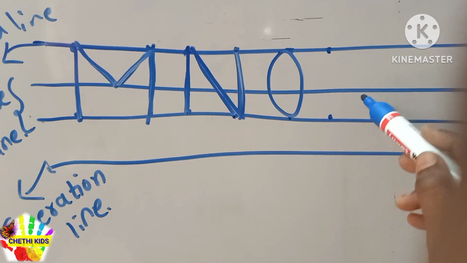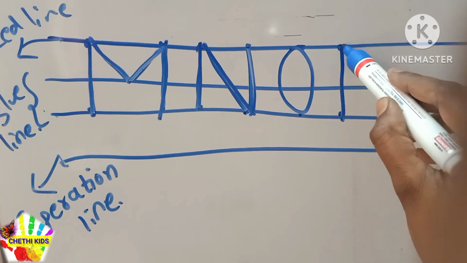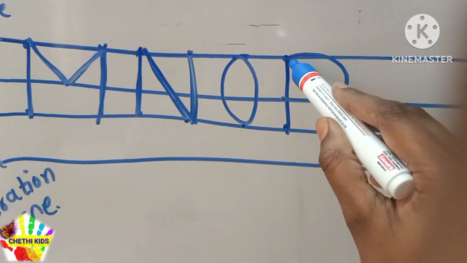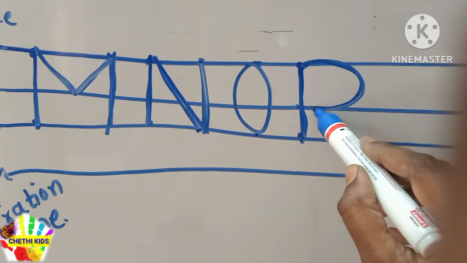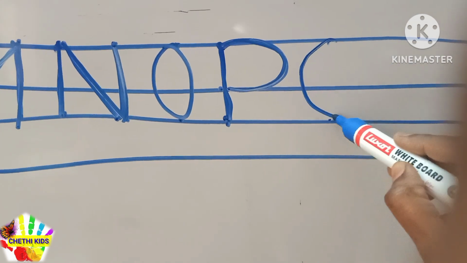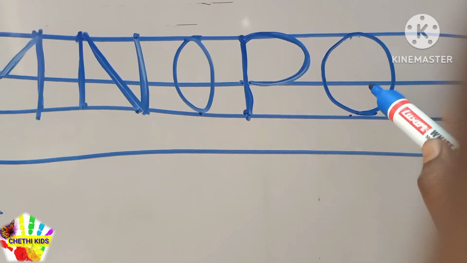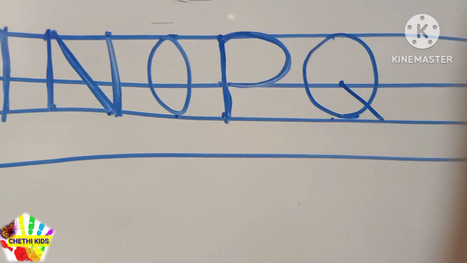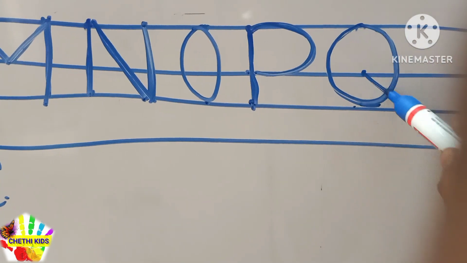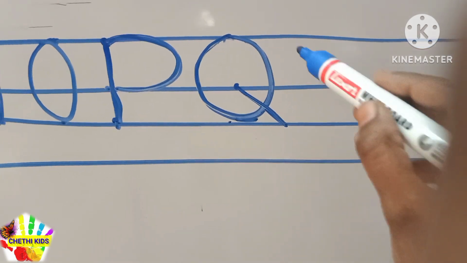Next P. Red line to blue line, standing line and red line to middle blue line, left curve. This is capital P, standing line, left curve. Next Q. Red line to blue line, circle, and middle of the blue line, slanting line. This is capital Q. Circle, slanting line, Q.